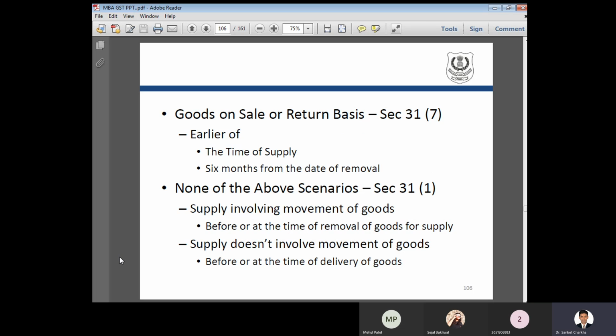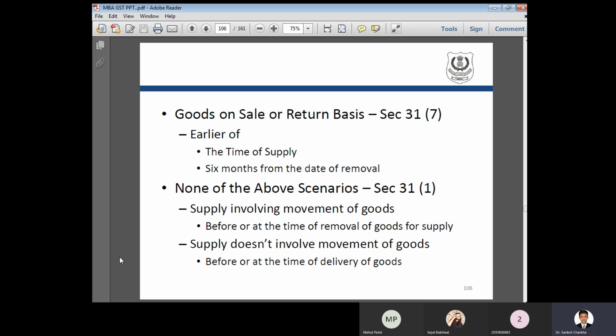None of the above scenarios. So if none of the above scenarios is applicable, then section 31(1) applies for this particular case. First thing, supply involving movement of goods, that is before or at the time of removal of goods for the supply. So if the goods are moving from one place to another place, then you have to identify at what time or at what place the goods have been moving, and on that particular basis the supply will be charged.